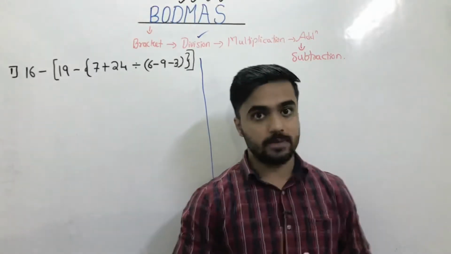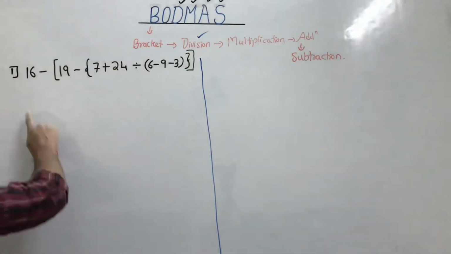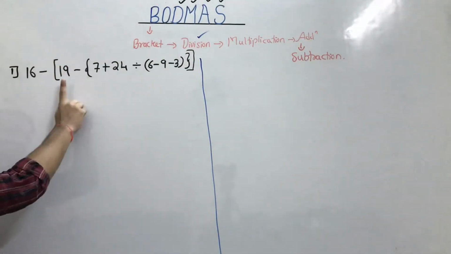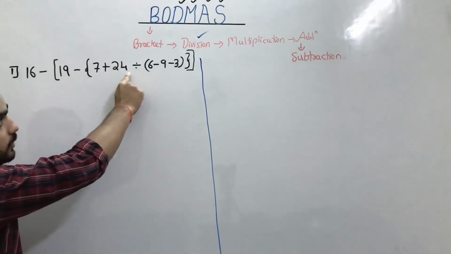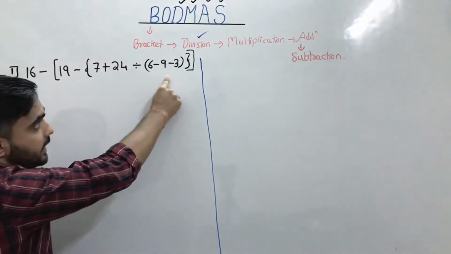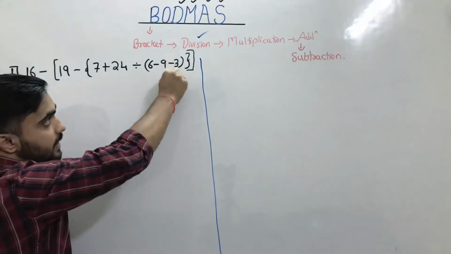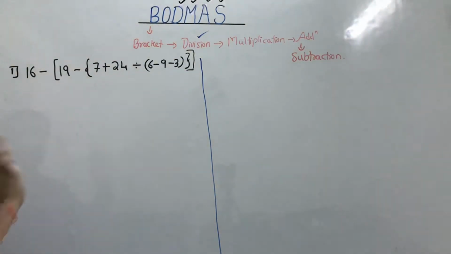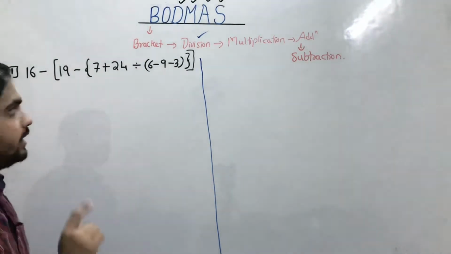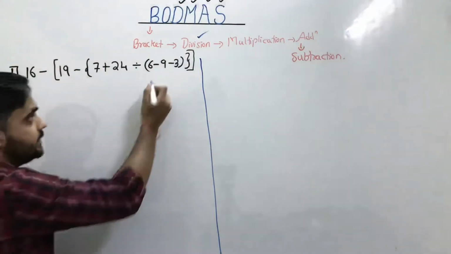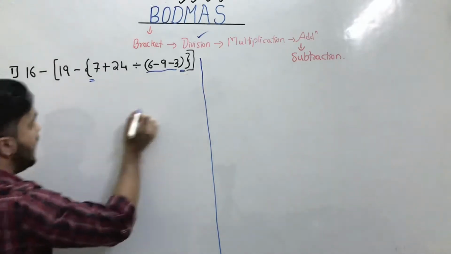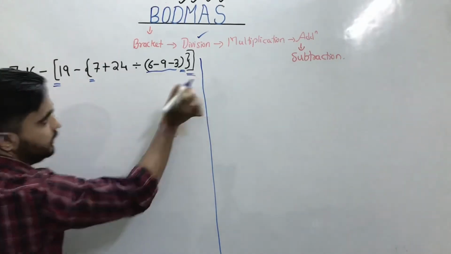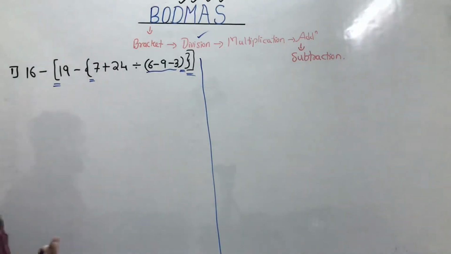Let's see another numerical, and the question says 16 minus, inside the bracket, 19 minus, one more bracket, 7 plus 24 divided by, third bracket, 6 minus 9 minus 3, and bracket complete. Now here you have three different brackets. So first I'll solve this bracket, then I'll solve this bracket, and at the end this bracket. So you have to follow the same order.